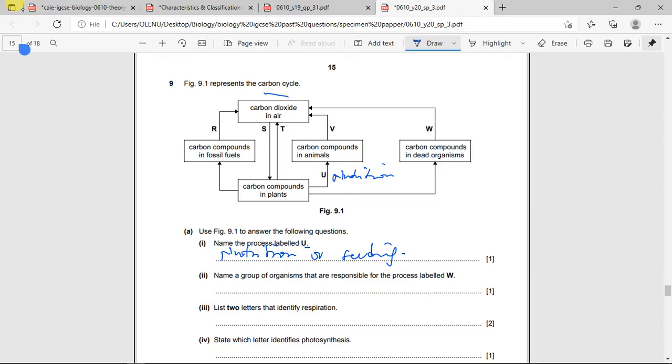Now name a group of organisms that are responsible for the process labeled W. Now, carbon compound in dead organisms. So those organisms are majorly the decomposers, such as bacteria.